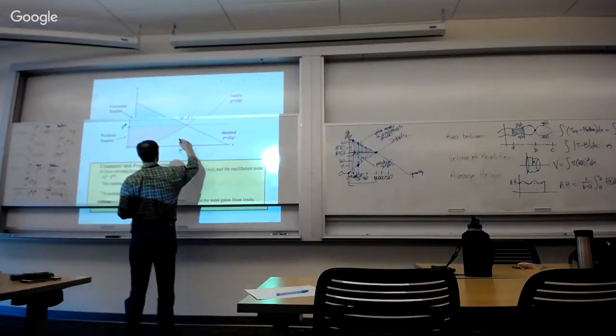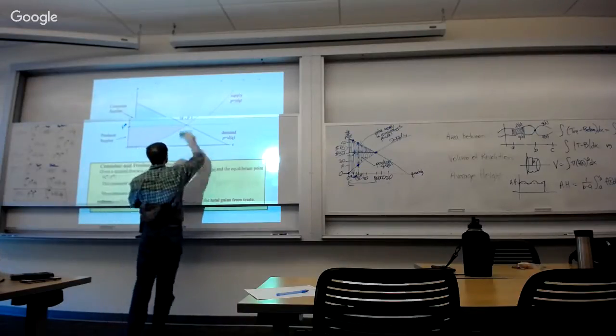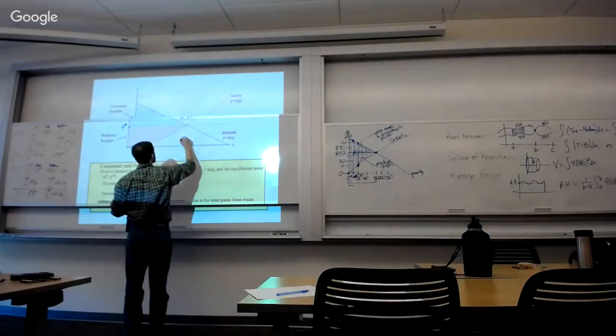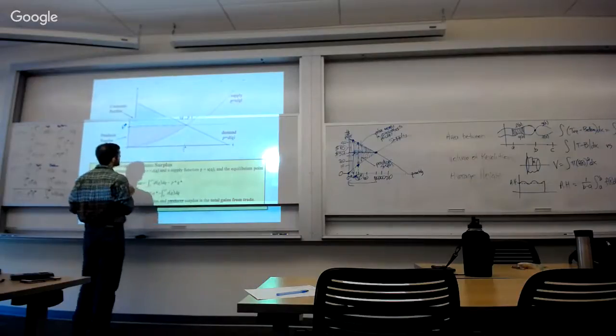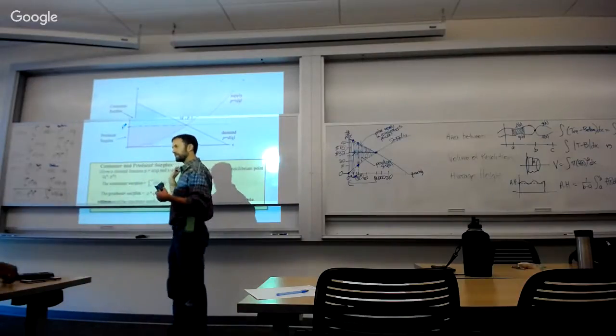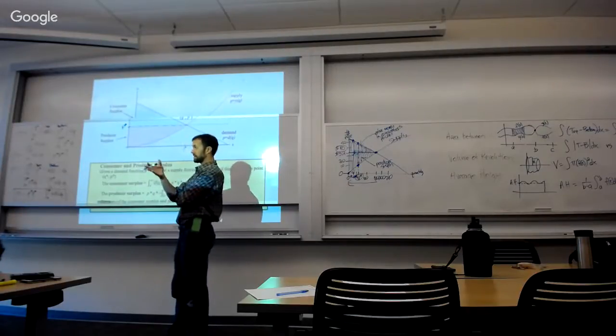Here's q star underneath it. So here's the point, q star. And here's the point, p star. So what does it even mean to multiply p star times q star? What is it telling me? Well, that's true. It would be revenue. Price times quantity is revenue.